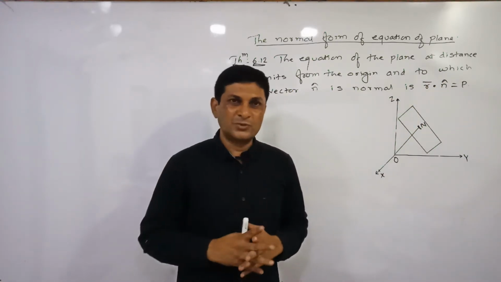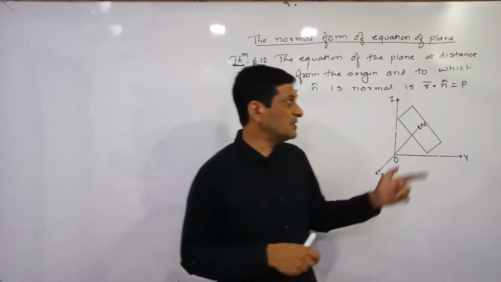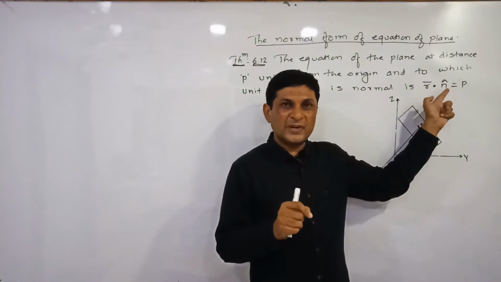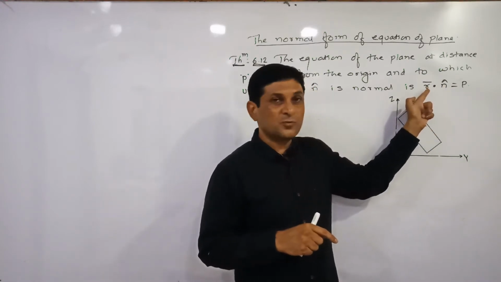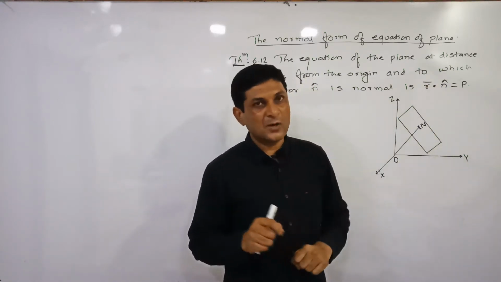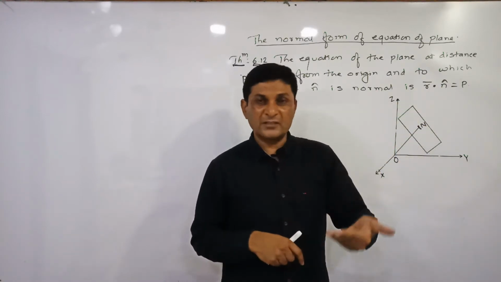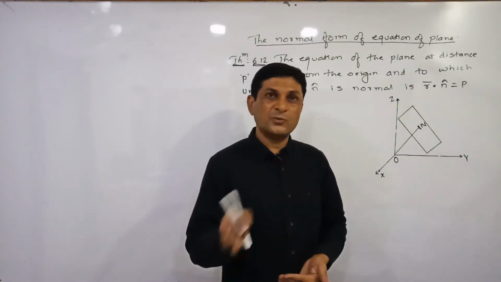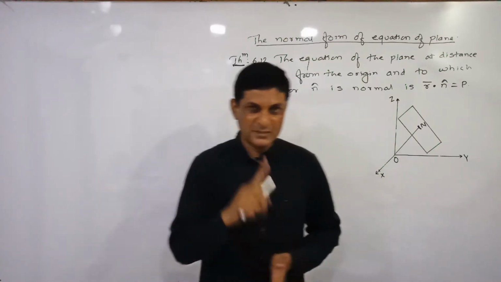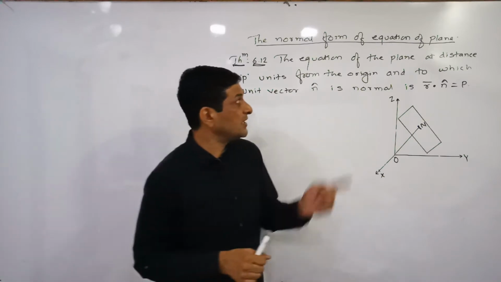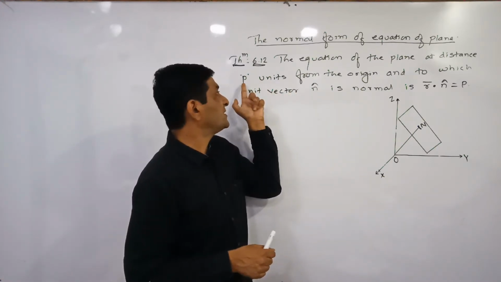Already in last 2-3 theorems also we have seen that this n cap or n bar, whatever may be the vector is there, whose dot product is with what? R bar, is always the vector along the normal. But as it stand here, n cap is nothing but what? It is also the vector along the normal, but it is unit vector along the normal, means its magnitude is equal to 1.